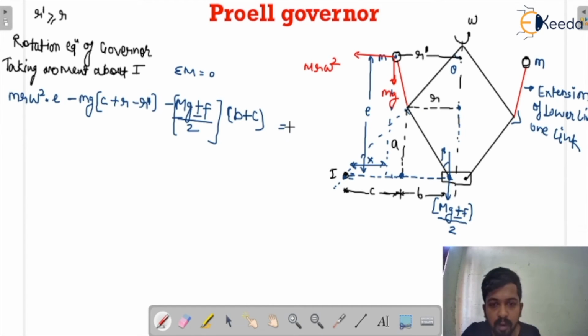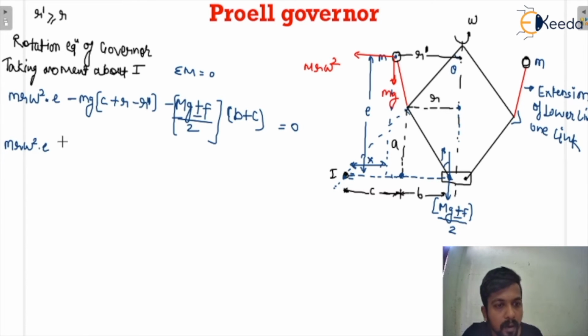Okay, now this is equal to 0, and when you solve this, you simplify this equation. m r omega square multiplied by e is equal to mg, this is small m, mg times c plus r minus r dash. This is the general equation, whether r dash is equal to r or r dash is greater than r. This would be the general equation.